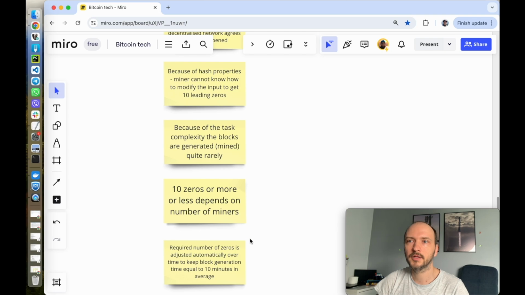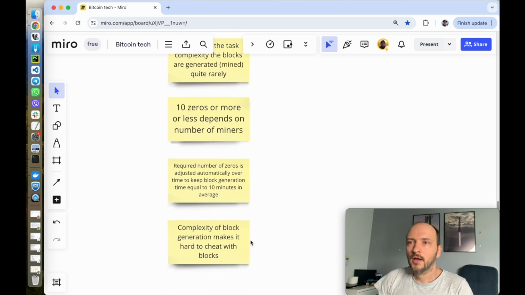And the number of zeros, whether it is 10 or more or less, depends on the current power, how many miners are there in the network. If the number of miners increases, then the complexity increases and more zeros should be at the beginning of the hash. And if there is a smaller number of miners, then the complexity decreases. This number of zeros is adjusted automatically. It's just programmed inside the Bitcoin algorithm, basically.